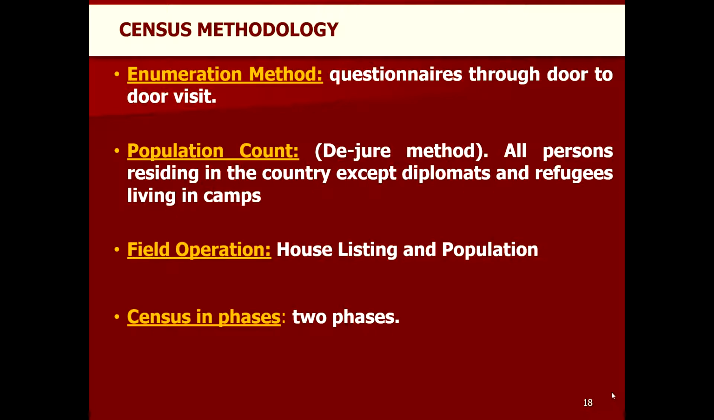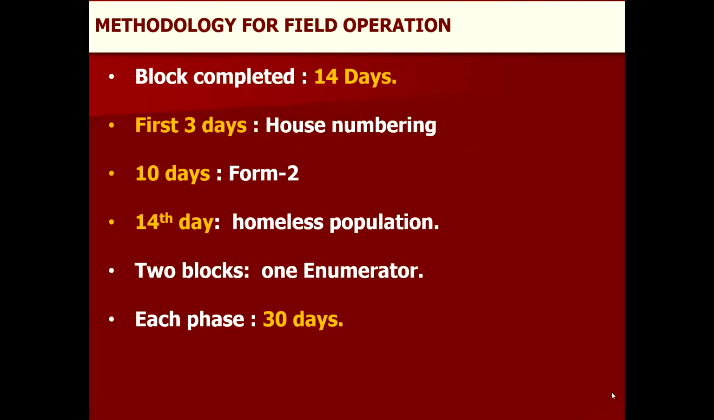The only population which was not counted in the de jure method of population count was the diplomats and the refugees who were living in the camps. Another day was allocated for the refugee population living in camps, other than the de jure counting method. Field operations were done by house listing and population listing, and the census was done in 2 phases. In the first phase, there were 63 districts, and in the second phase, 173 districts were involved in the census.